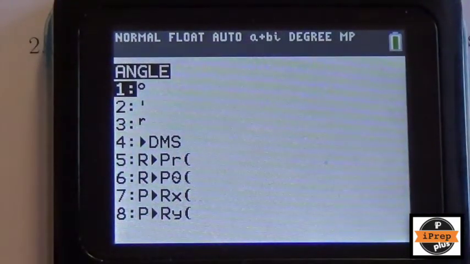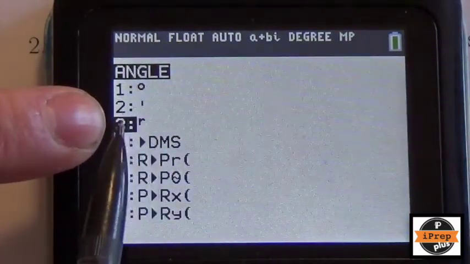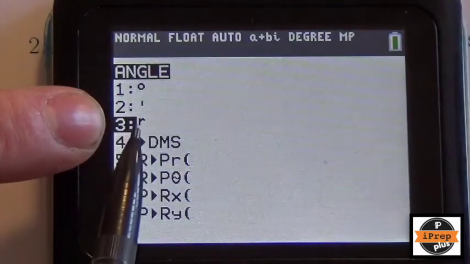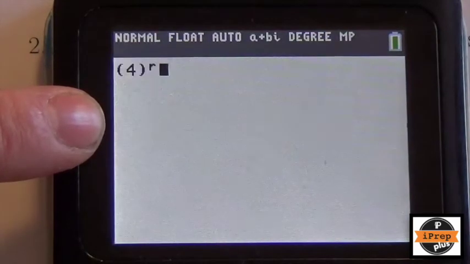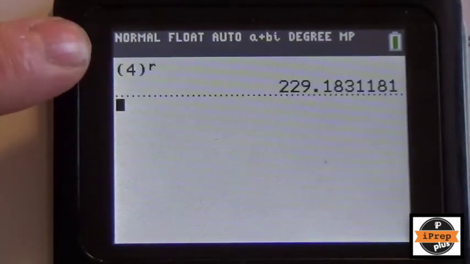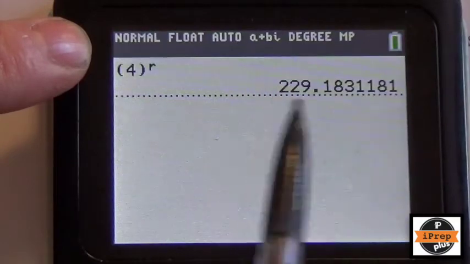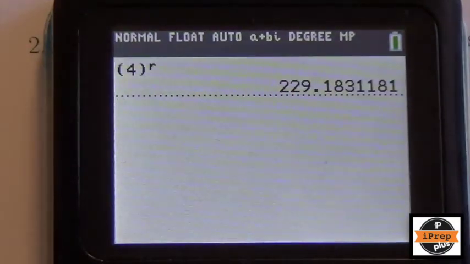And what I want to do is come down and identify that the measure, the number 4 that I'm looking at here, is a radian. That's what that means right there. So I'm going to press enter. And so this is telling the calculator that I've got 4 radians. And when I press enter, because the calculator is in degree mode, it will convert that angle to degrees.